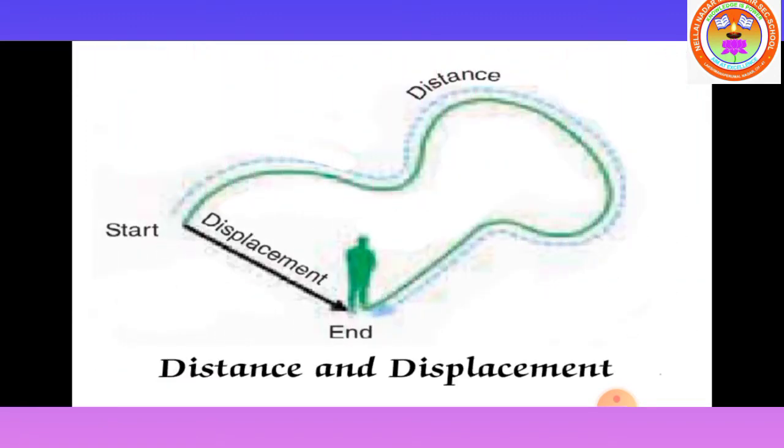In this diagram, I am going to give the explanation for the distance. Here the particle is moved from this point. It starts from this point and ends at this point. Here the actual path of the particle is given in the green color. The actual length of the path travelled by the particle is called the distance.